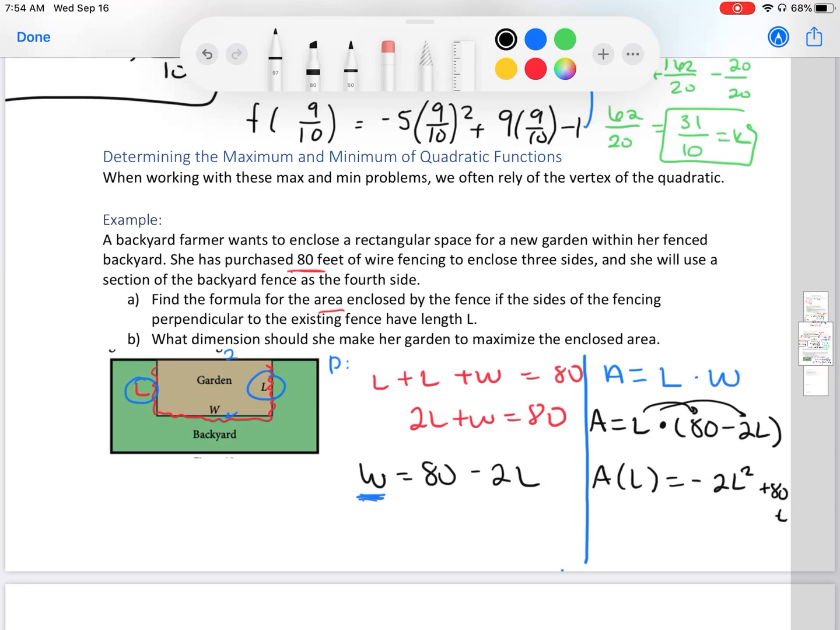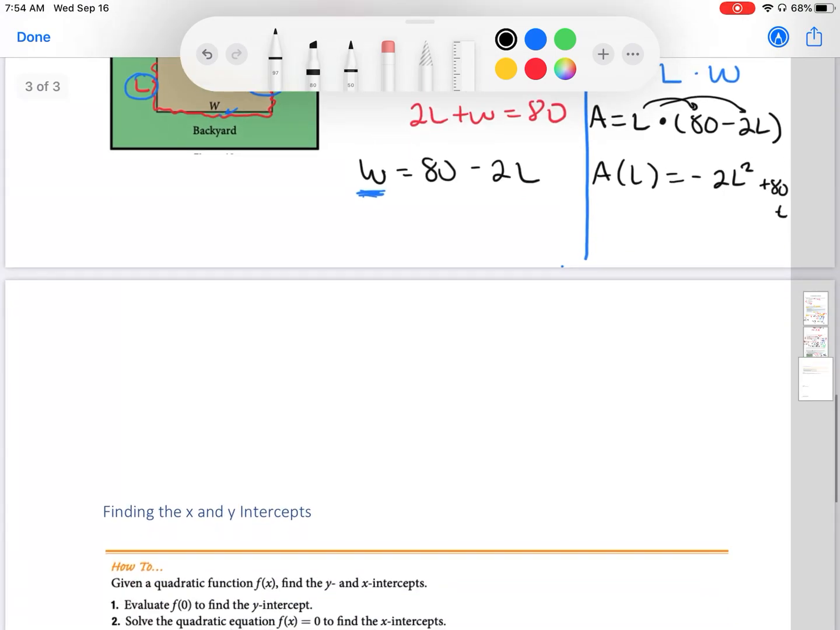All right. So what dimension should she make her garden to maximize the enclosed area? So notice our parabola has a negative. It's going to open downward. So that peak value is going to be a maximum of our dimensions for this problem. So let's go ahead and find the vertex. That vertex will help us find our maximum.